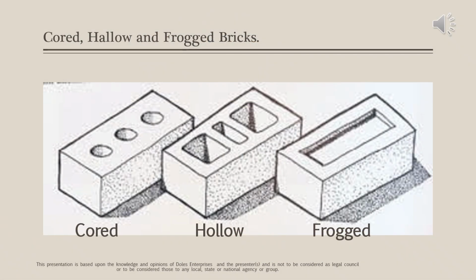So let's jump right in and get some terminology down. As you see here in this photograph, we have three different types of bricks. When we hear this kind of terminology, and we can have other regional terminology also, typically you're going to see the cored, and then you're going to also see hollow and then frogged bricks.